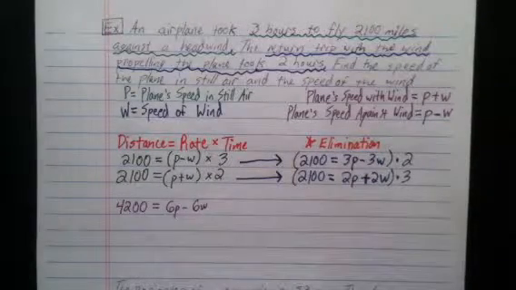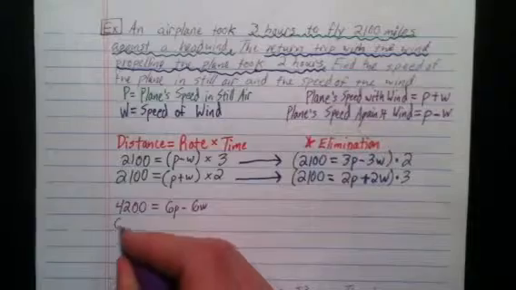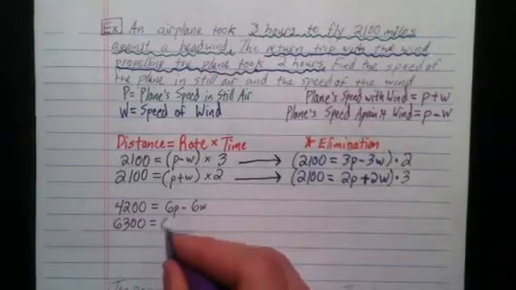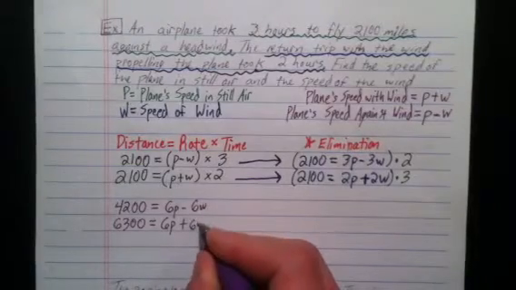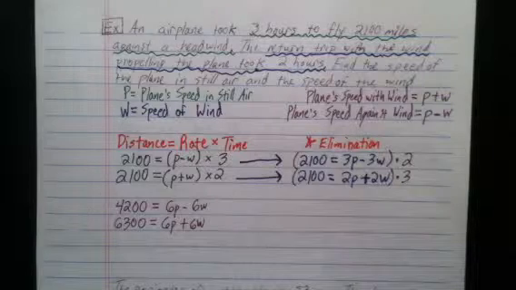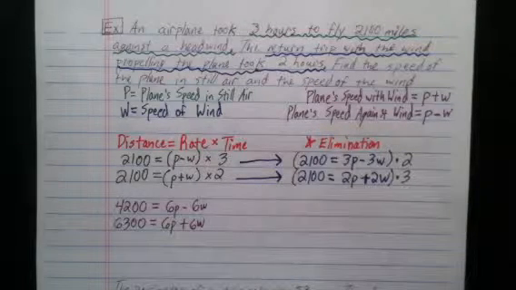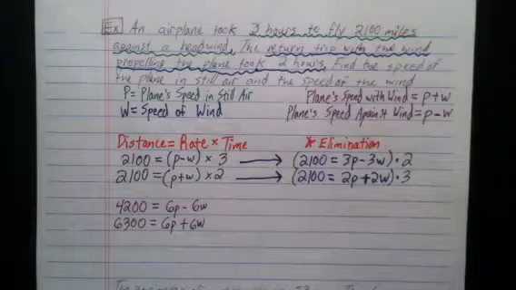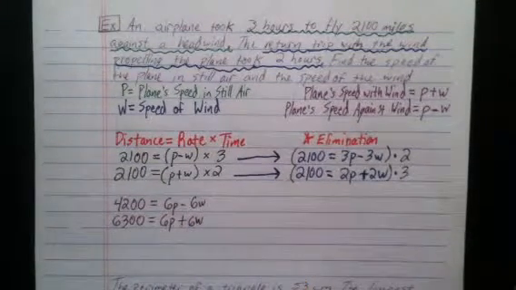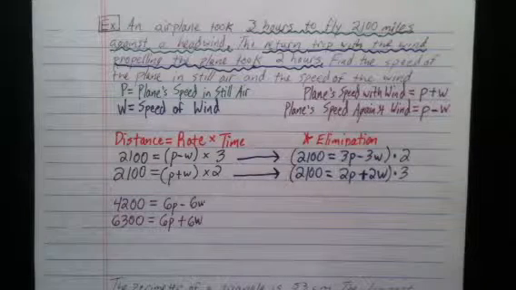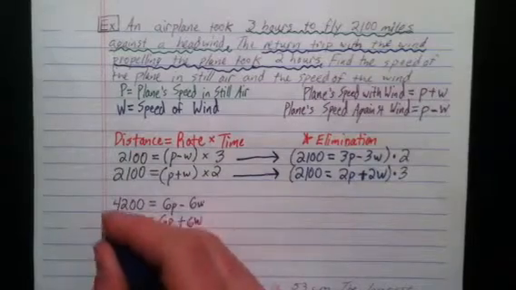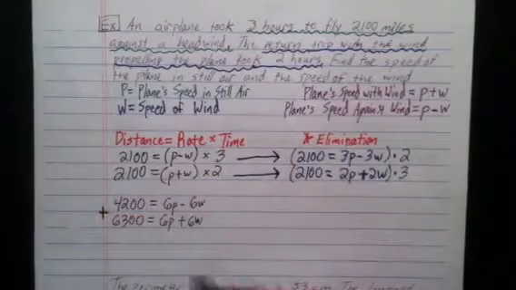And multiplying 3 gives us 6300. The next equation equals 6p plus 6w. Alright, so now we're set up nicely. We can either add or subtract to cancel out. If we subtracted, the p's would cancel. If we add right now, the w terms would cancel because they're opposites. So at this point, why don't we go ahead and add them? Cancel out the w terms.